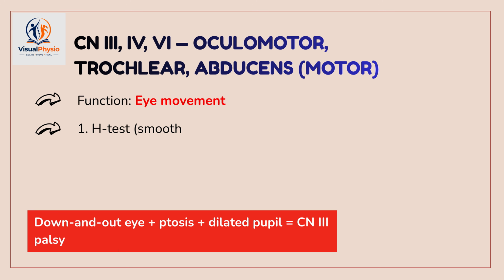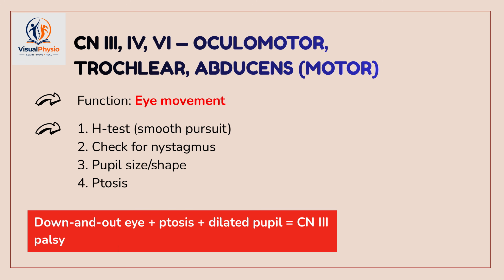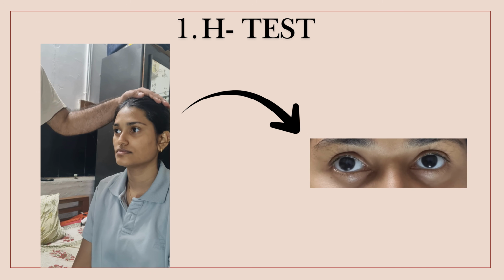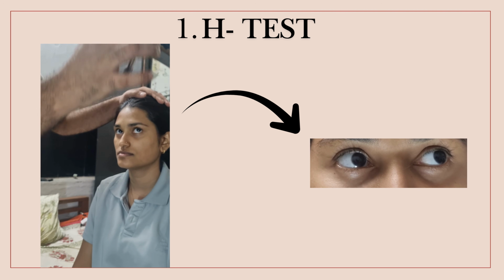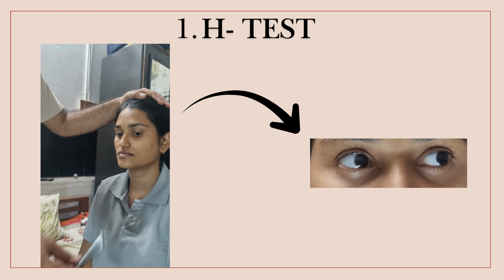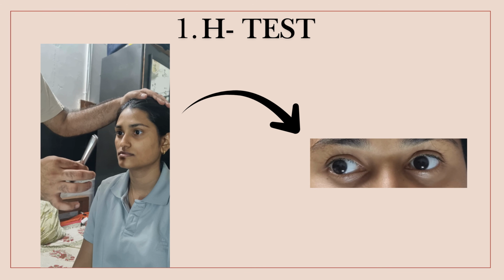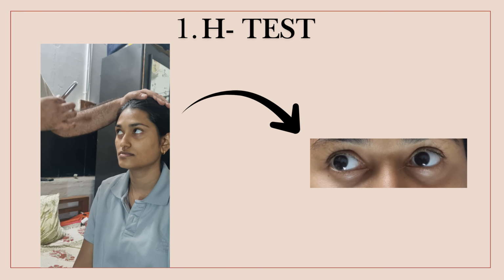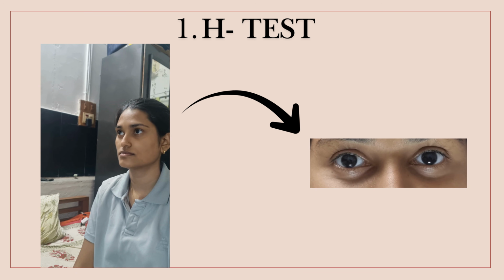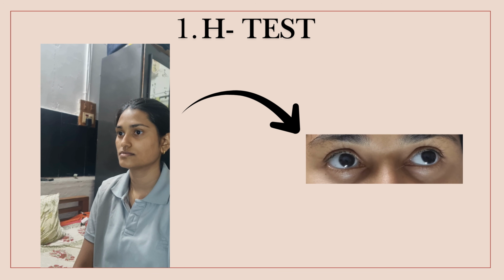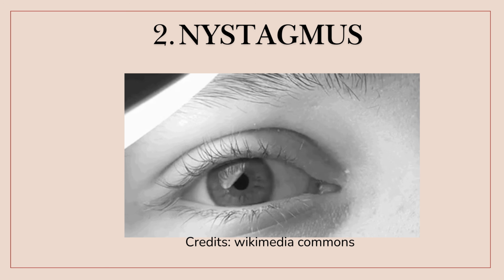Now we come to cranial nerves 3, 4, and 6. These nerves work together to control eye movement, so they are generally examined together. One common bedside test is the H test. Ask the patient to keep their head still and follow your finger using only their eyes. Move the target through the different directions and observe both eyes. We are looking for restriction of movement, asymmetry, diplopia, abnormal eye position, and nystagmus.